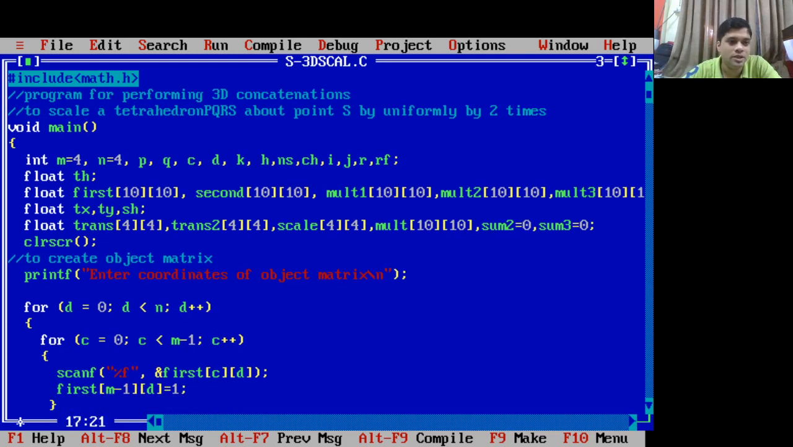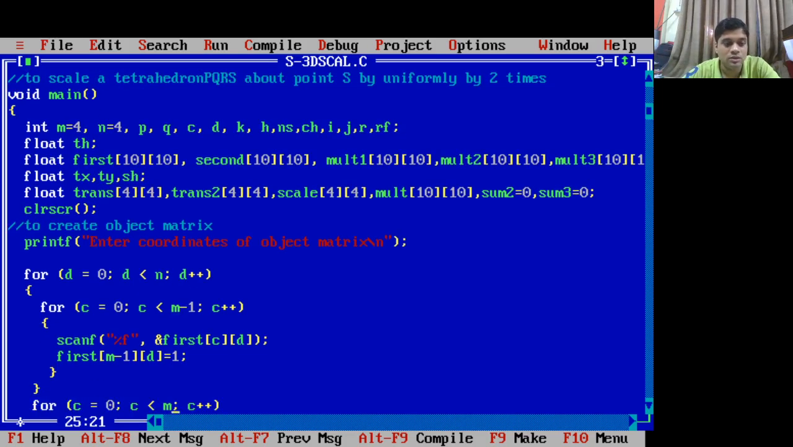So first d is less than n, and c is less than n minus 1. This will make sure that the coordinates are assigned in column-wise order, and the entire last row is 1 because it's a homogeneous coordinate representation. So first of n minus 1 comma d is equal to 1. This will give us the entire row as 1.